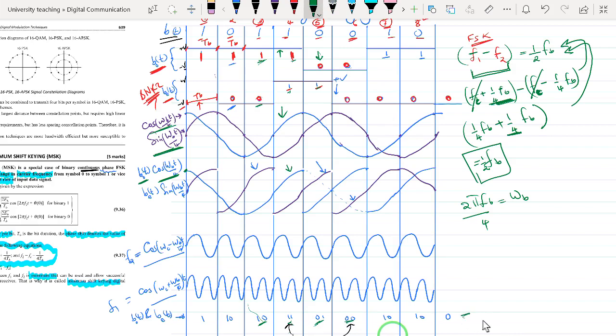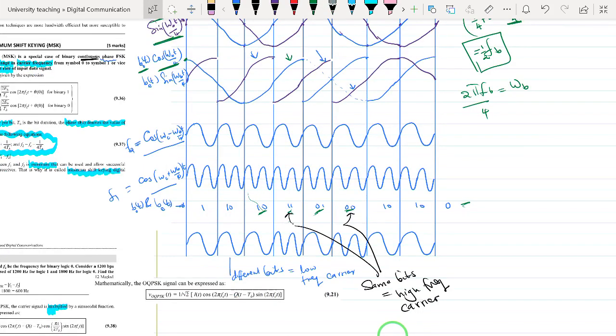And these dibits are now the ones that we are going to use to determine what carrier signal we are going to transmit. When we have different bits in the dibit, we select the low frequency carrier, which is our F2. When we have the same bits, 1 1 or 0 0, we select our high frequency carrier, which is F1. As you can see, this one has not changed, so we just transmit the one that was there before, which is the low frequency component.